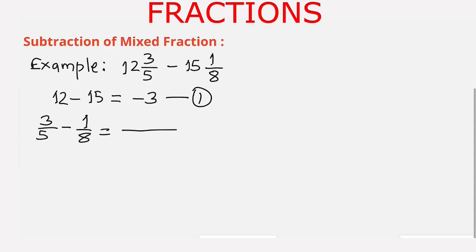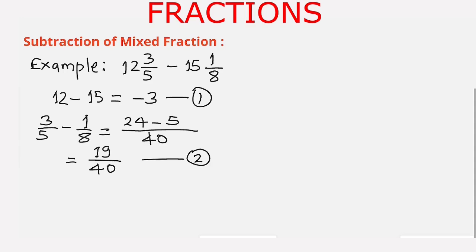LCM of 5 and 8 is 40. 5 divides 40 for 8 times, and 8 times 3 is 24, minus 8 divides 40 for 5 times, and 5 times 1 is 5, and this is equal to 24 minus 5 is 19. So we write 19 upon 40. This is the result of step 2.